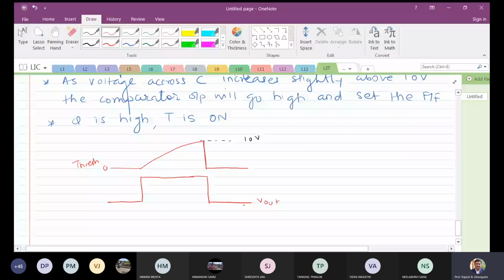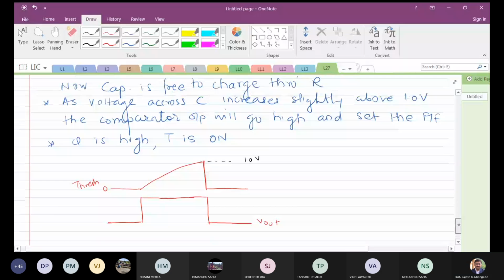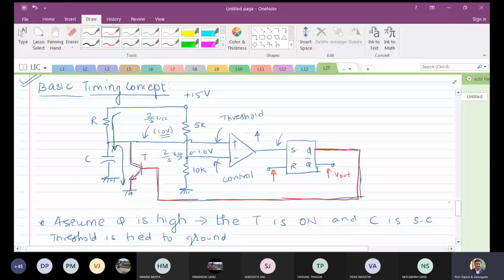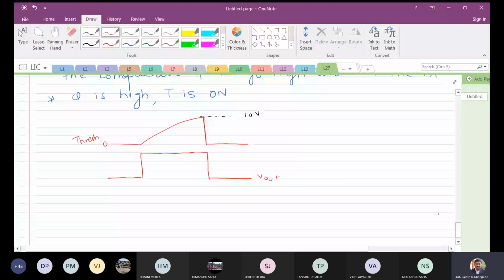So what is the basic idea here? The basic idea or the timing concept is that if I apply a trigger here at the control, the capacitor will start charging, and after some time, which is set by R and C, I'm again going to have the switching action. Are you able to understand this? This is the basis of your IC 555. If you understand this, you will be able to understand the 555 properly.